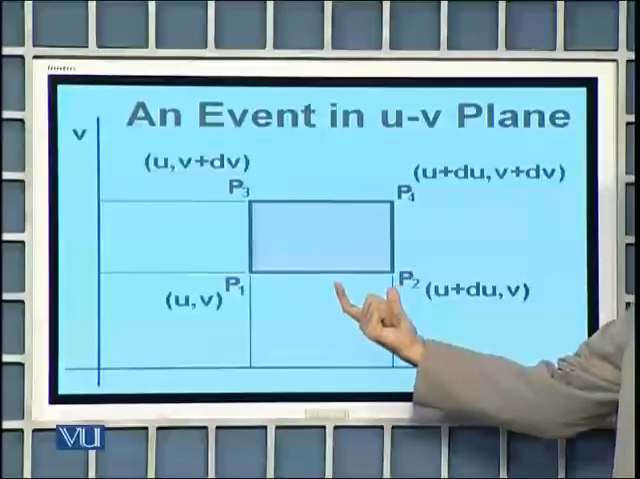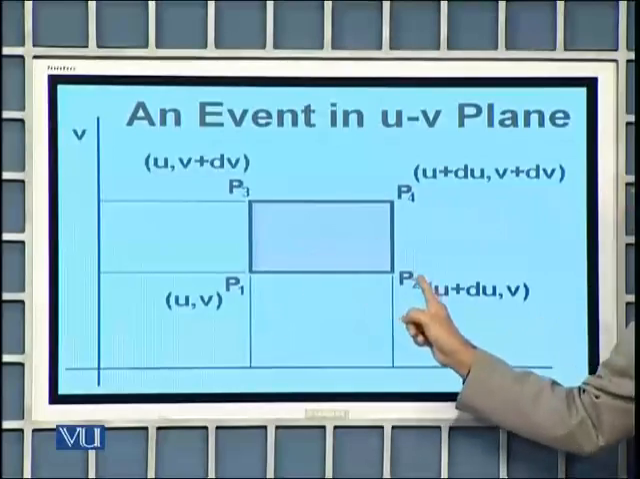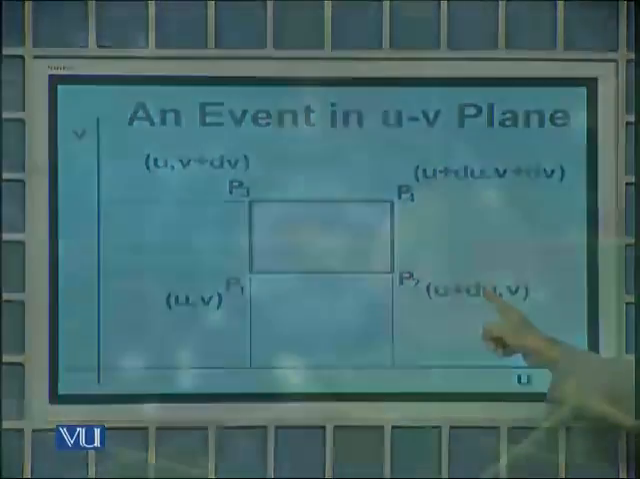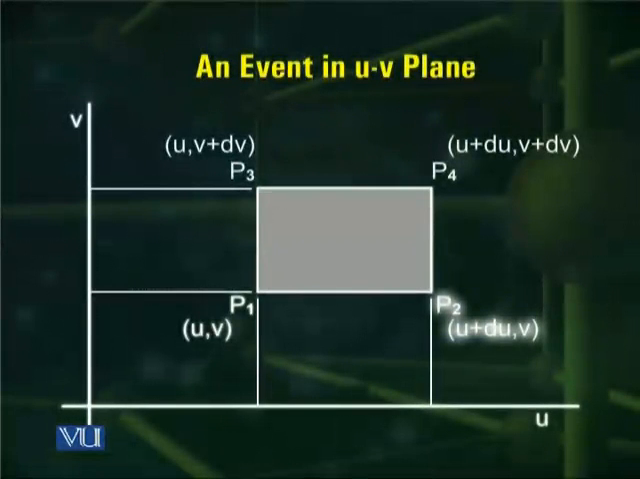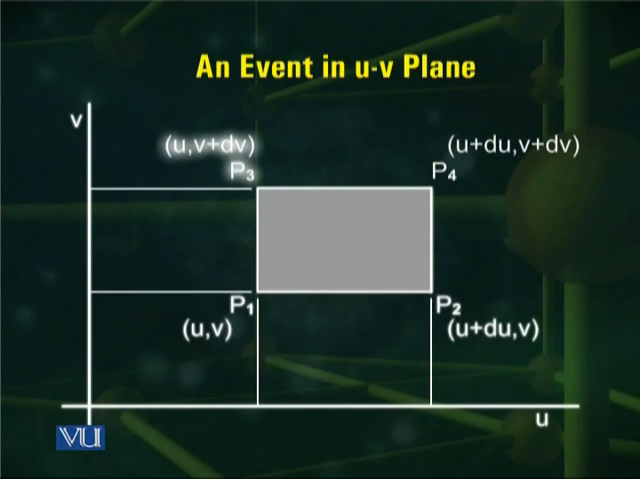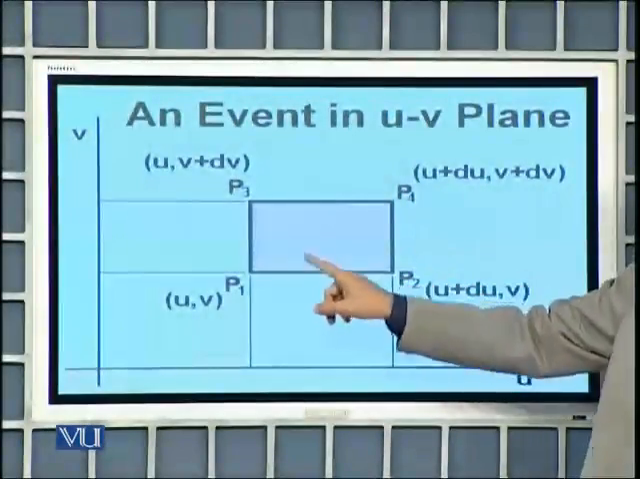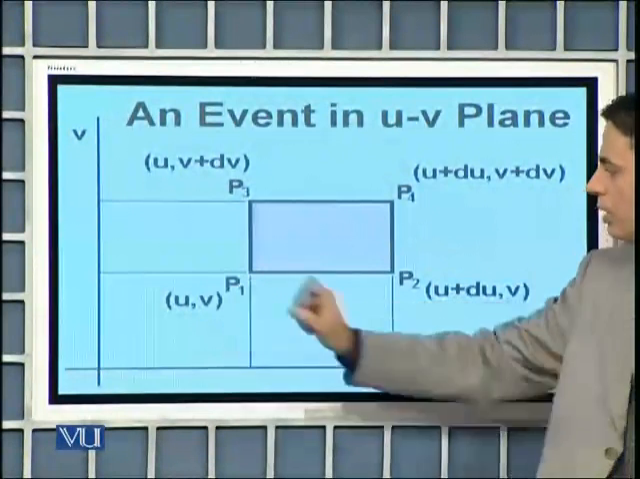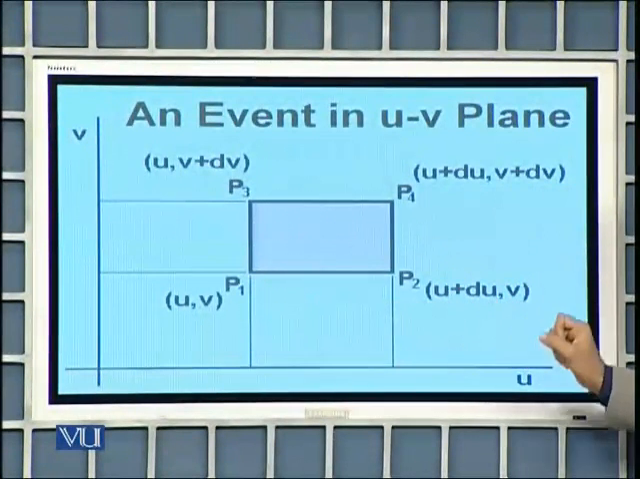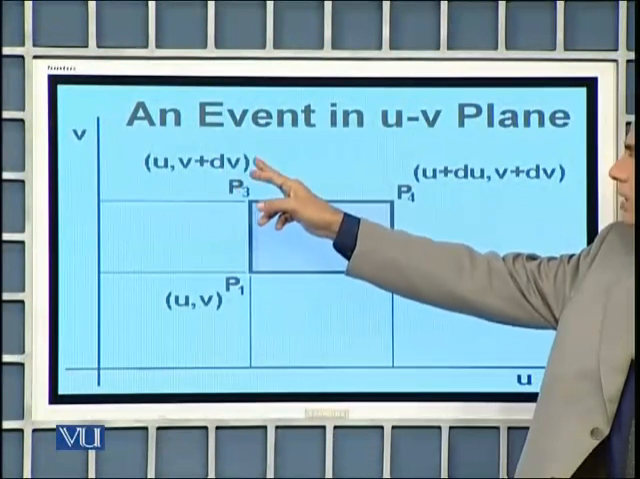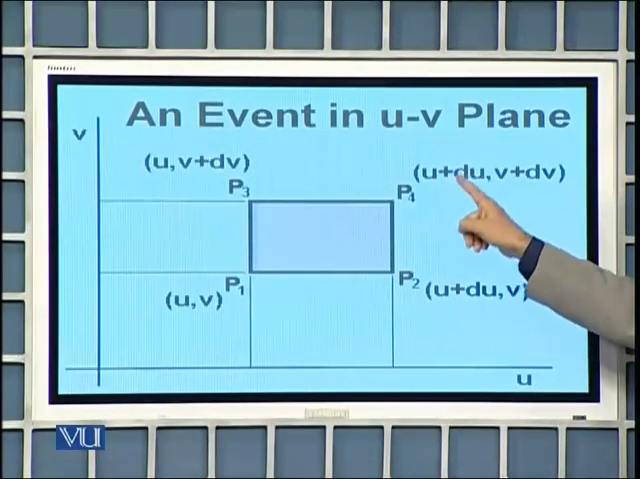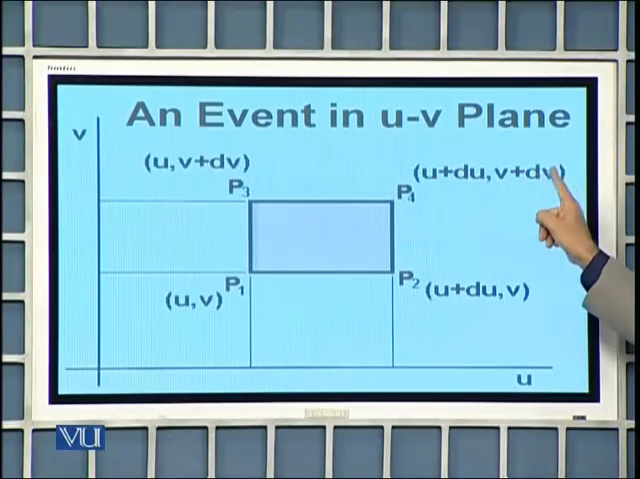So du is a small width, and this point P2 is u plus du. V does not change. Vertically, this point is the same as P1. Similarly, the P3 point is at u comma v plus dv. dv is this height, which again is much smaller than 1. So this rectangular region is bounded by 4 points: u comma v, u plus du comma v, u comma v plus dv, and u plus du comma v plus dv.